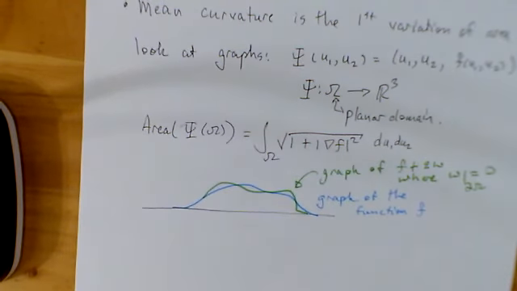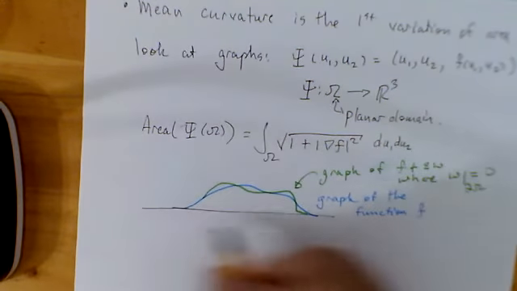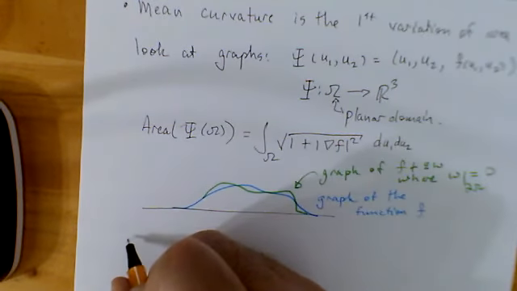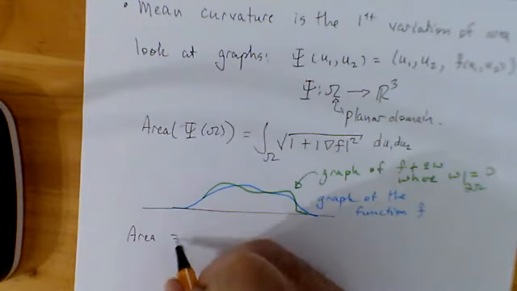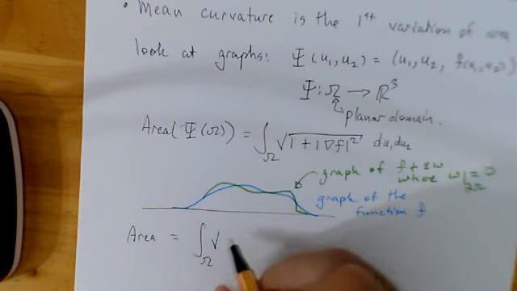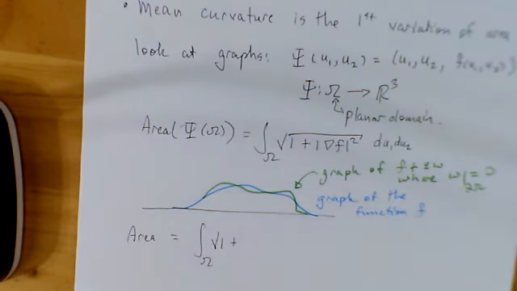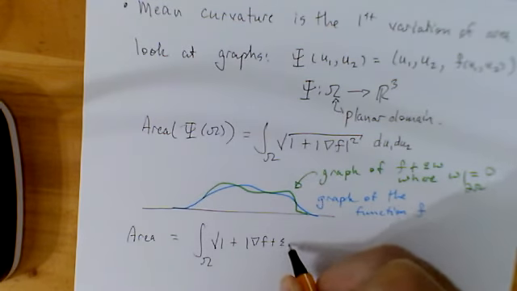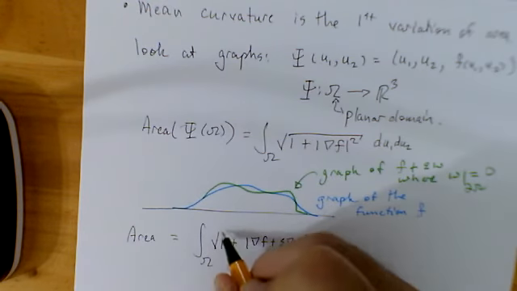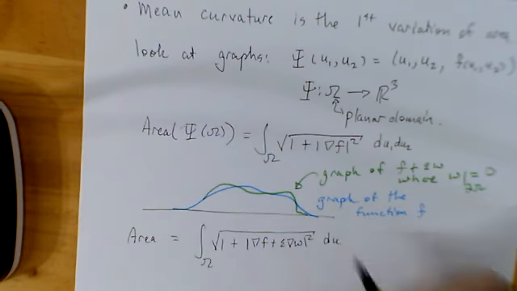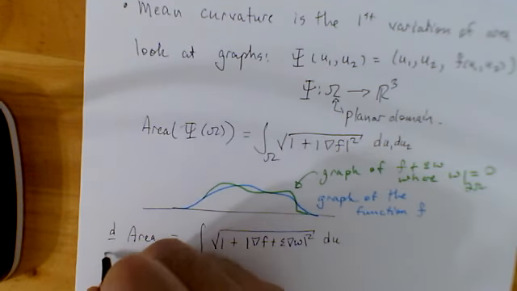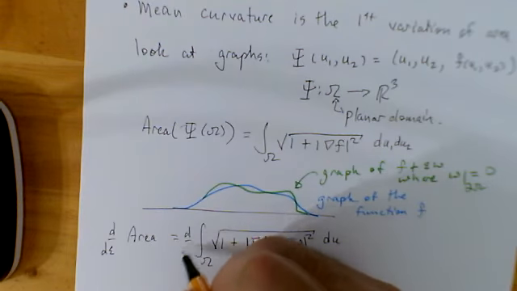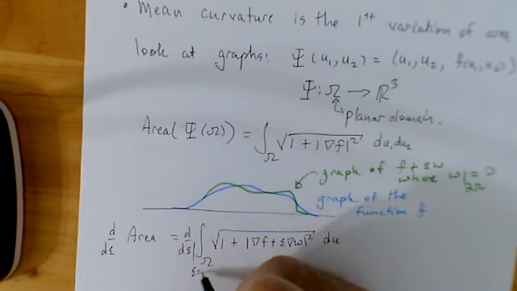Right. And now I can compute my area functional of this perturbed graph. So my new area is going to be the integral of the square root of 1 plus the squared length of gradient f plus epsilon gradient w, du. And now I can, of course, take the derivative of this area functional and evaluate it at epsilon equals 0.